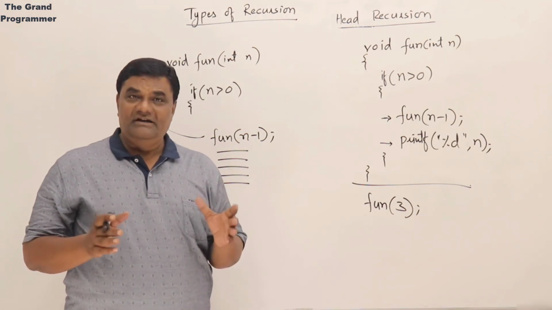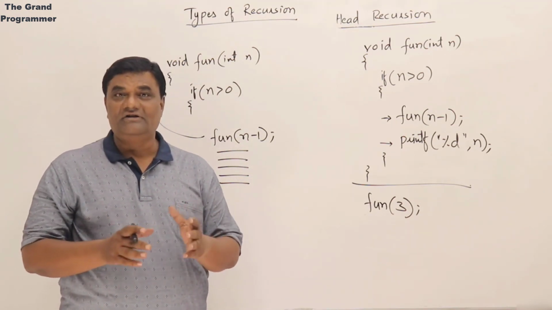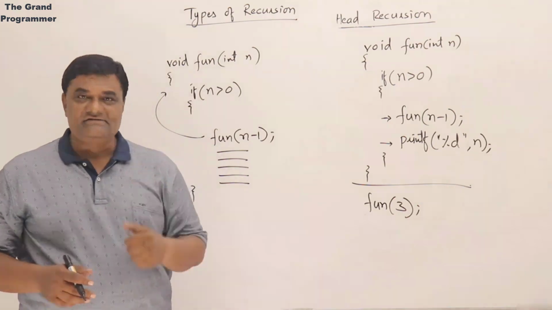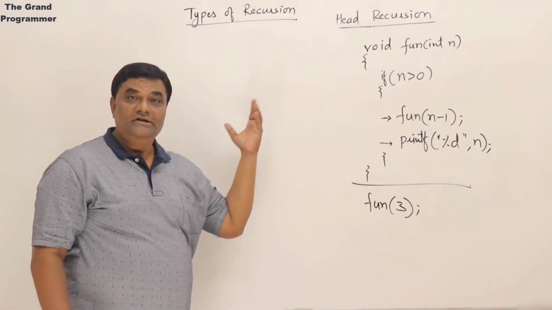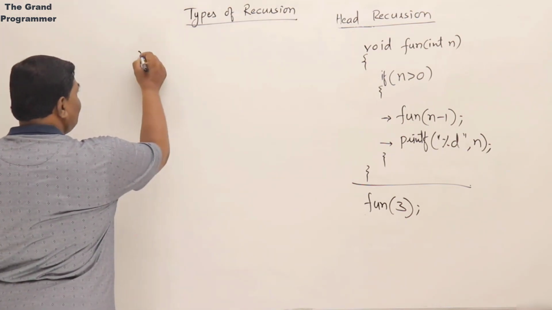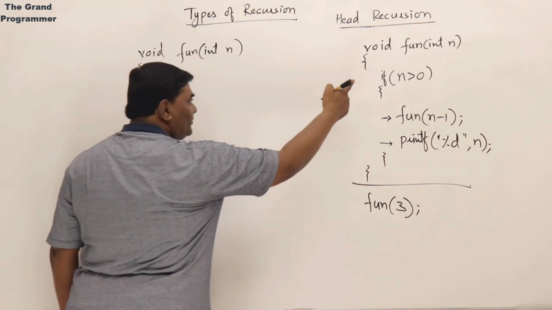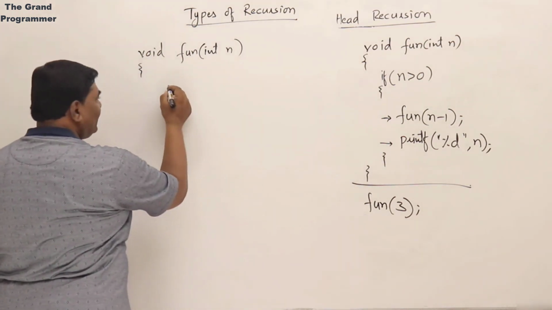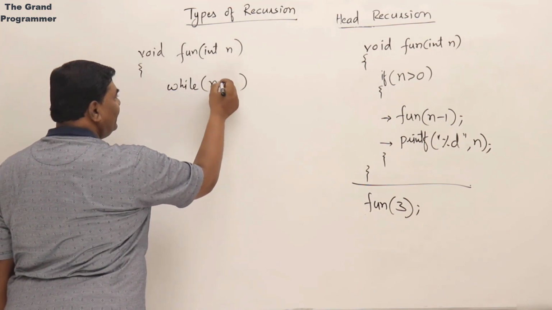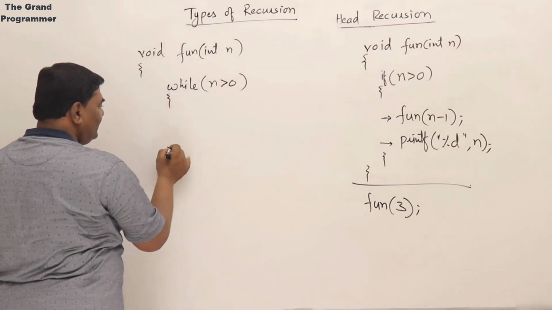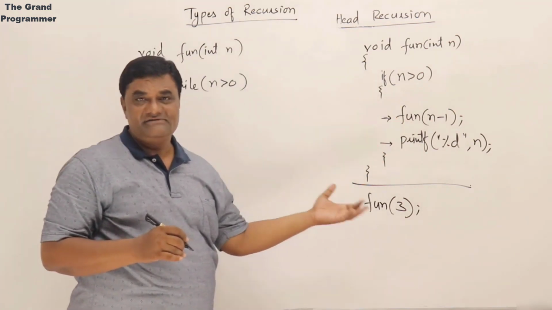Next, we will compare head recursion versus loop. Can we convert them into a loop? Let us discuss this. I will try to write the same function using a loop. So let me write here void function fun. Now instead of the conditional statement, I have to write a loop that I already have shown you. So if n greater than 0. Now here first it has to make a recursive call, then it is printing.